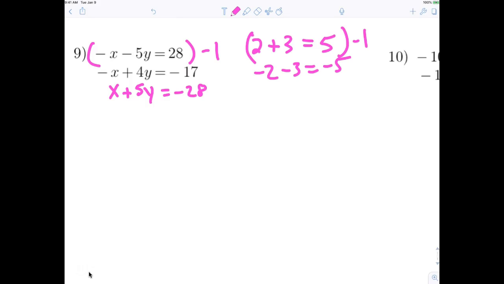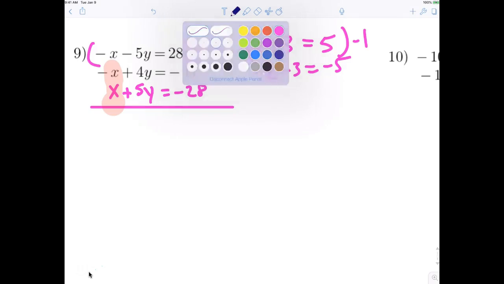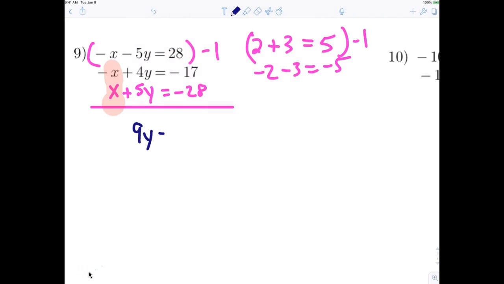And now what happens? I can add them, and when I add them, the x's will cancel, and I end up with 9y is equal to negative 45. And so now y is equal to what? Y is equal to negative 5.